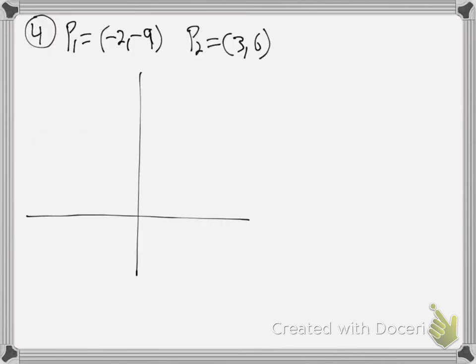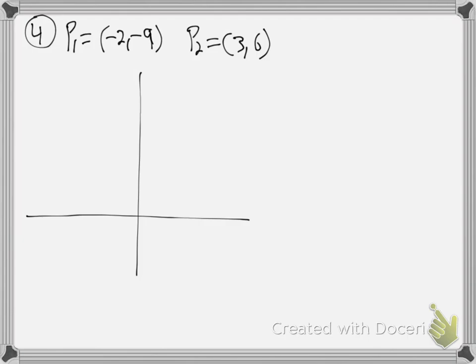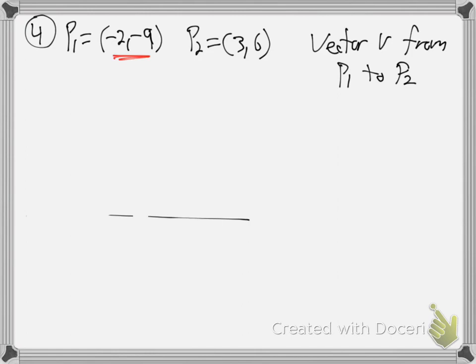So they want me to find the vector v from P1 to P2. So let's put that on the graph. Let's find this point. Oh, I didn't leave enough room to find that point. It's going to be a hard one to find. I'm going to need a little more room in this axis system I made. I need to go down 9. So more like that.